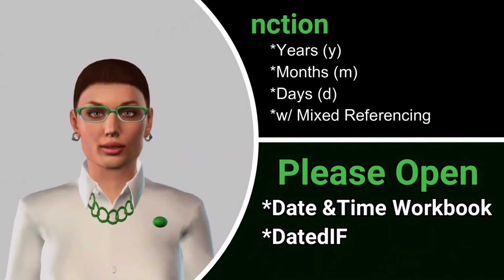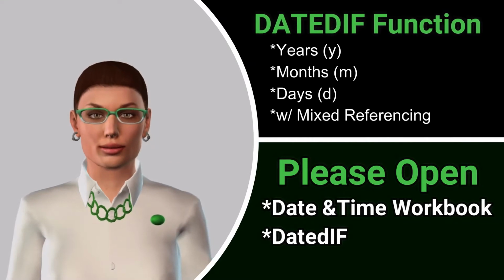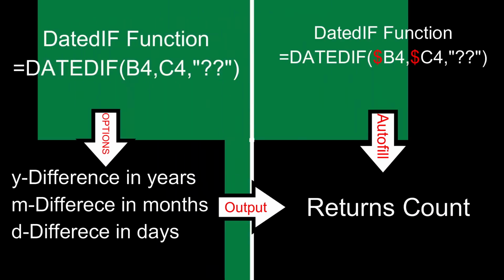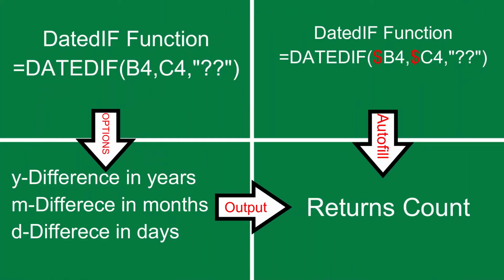Today we will review the DatedIF feature. This feature would allow you to tell the difference between two dates based on years, months, or days. We will also incorporate mixed referencing as we learned in the formula series. Please open the Date and Time workbook and go to the DatedIF tab to follow along in this lesson. The following illustration provides an overview of the tool we will review today.